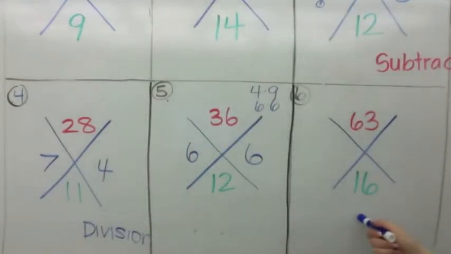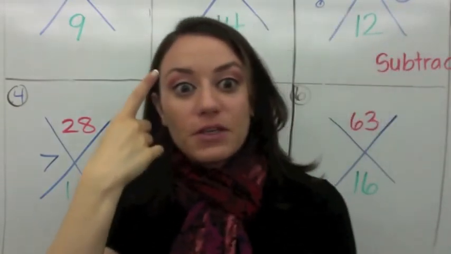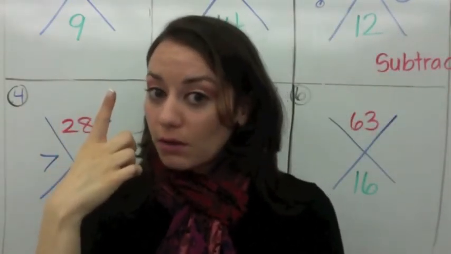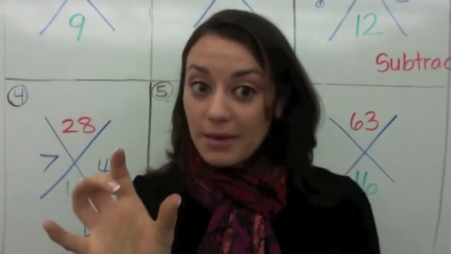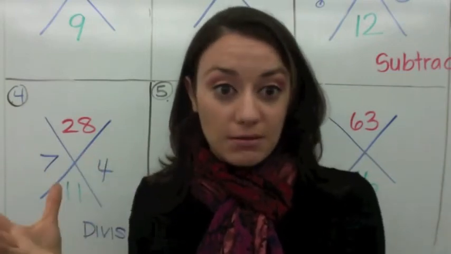Now let's take a look at this one, guys. You have to know what two numbers multiply to give you the product of 63, but add up to give you the sum of 16. So think of the two numbers that will give you 63. There's only one possibility. What is it?